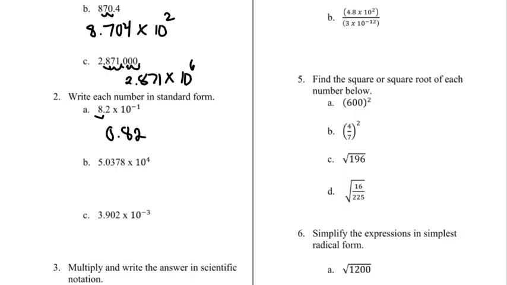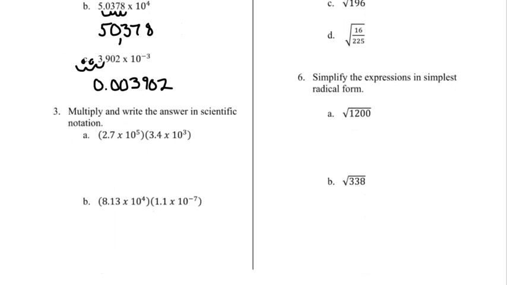Next, I need to move this 4 steps to the right. So that's going to be 1, 2, 3, 4. So now I'm going to have 50378. So that is 50,378. Next, 3 steps to the left. So that's 1, 2, 3, and then I can put zeros in that area. So we would have 0.003902. And that would be our number in standard form.